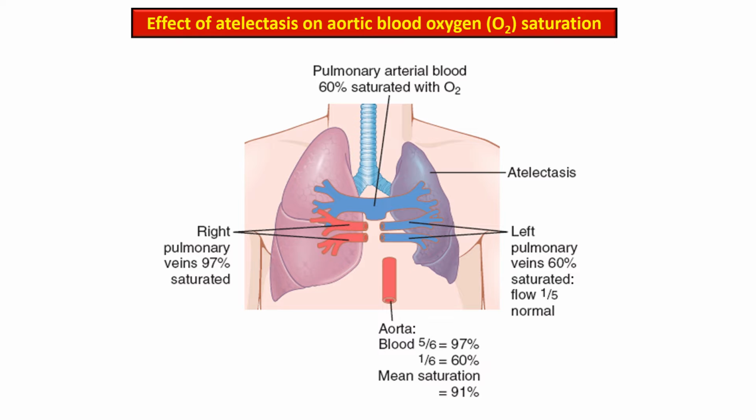This diagram is showing the effect of atelectasis on aortic blood oxygenation, and here you can see that the pulmonary arterial blood oxygen saturation is 60%, while in the collapsed lung this saturation is 60%, and here the flow is 1/5 of the normal, while most of the blood is now diverted to the right side that has got 97% saturation, and the mean of these 5/6 of the well oxygenated blood, that is 97%, and 1/6 of this 60% will give a mean saturation of 91%.